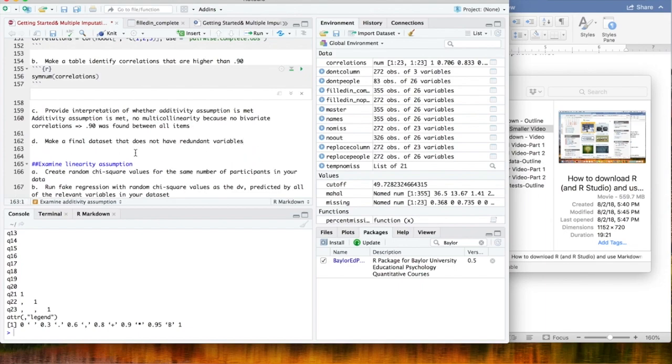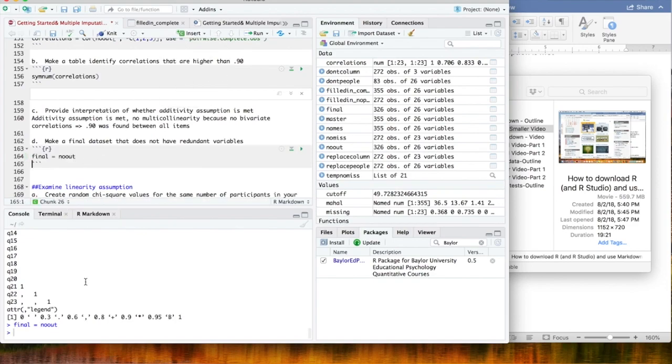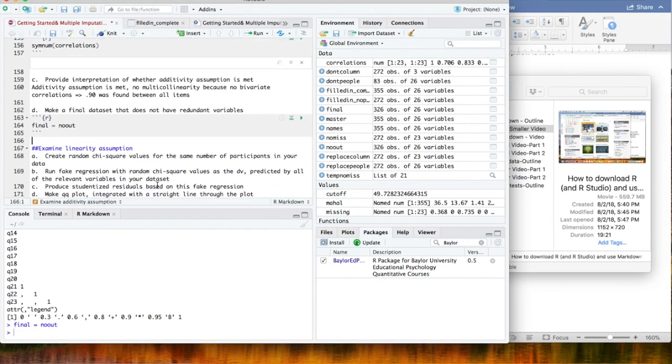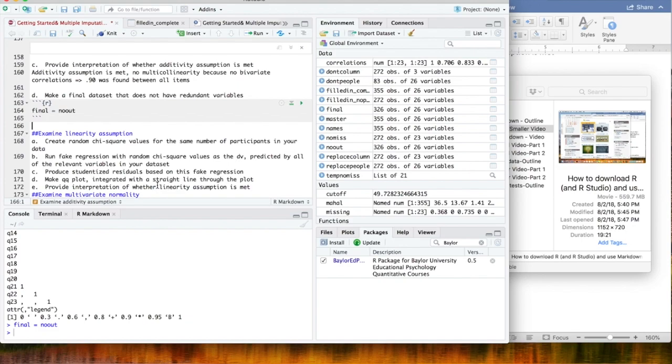If you had to combine any columns, you want to make a final data set that does not have any redundant variables or items. So let's just call this final equals to no out. Again, if you do have any columns that you want to remove, you can add them into this code. Oops, I forgot to add a chunk. There you go. Final is going to be no out, so we're going to work with final from now on. Next, we're going to examine the linearity assumption.